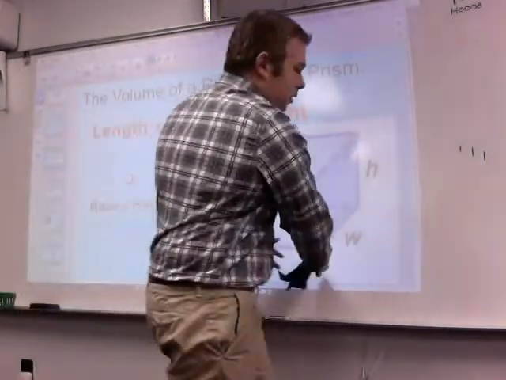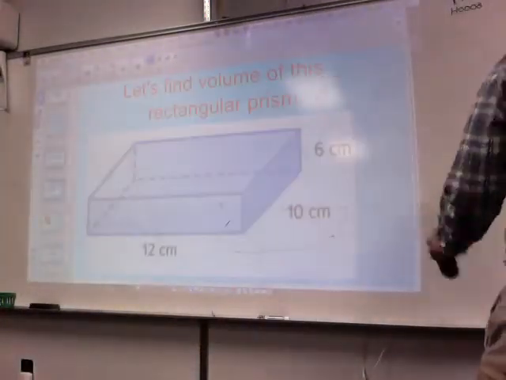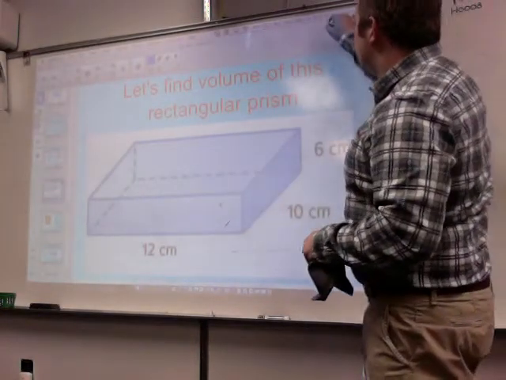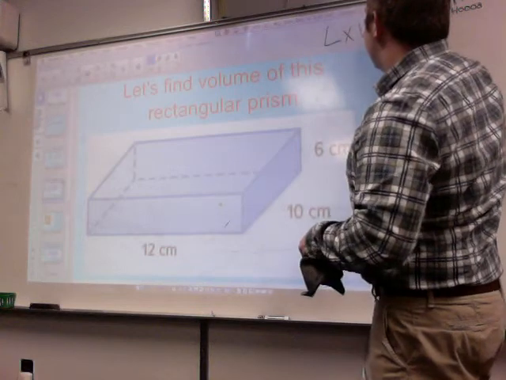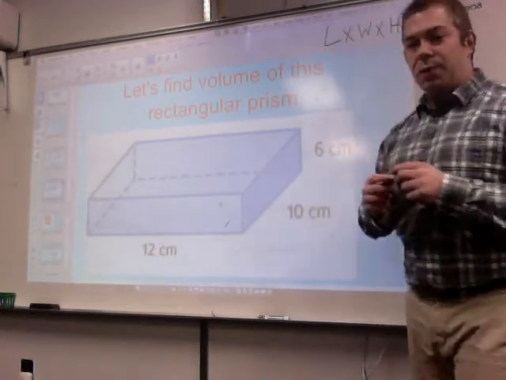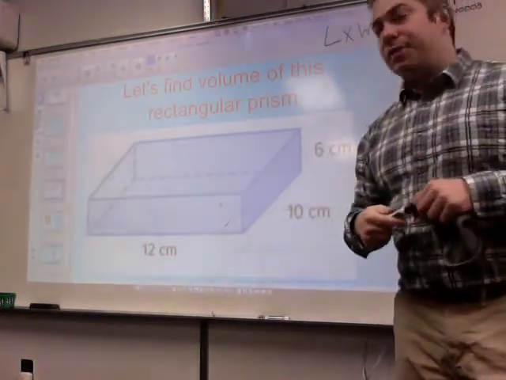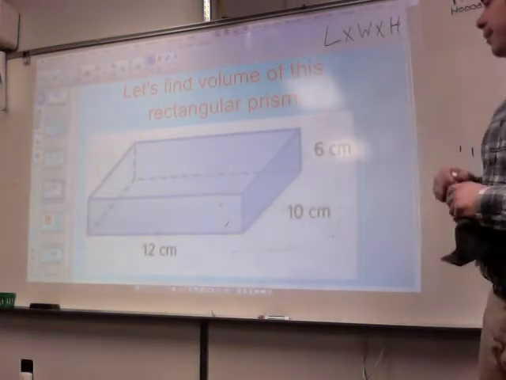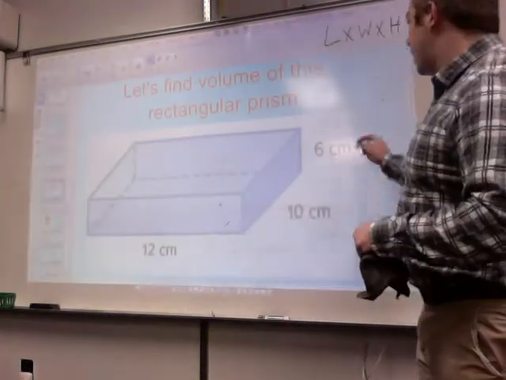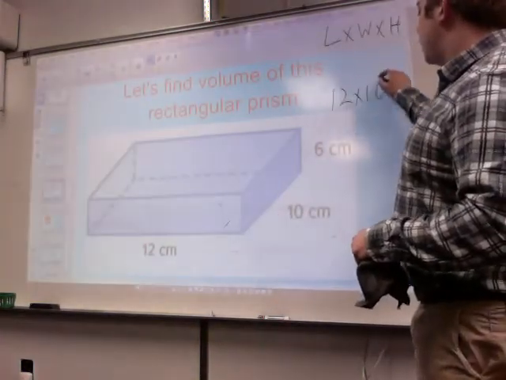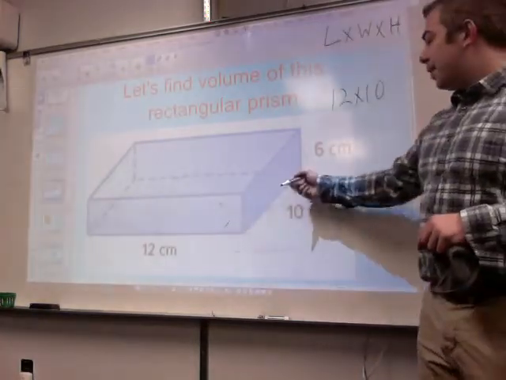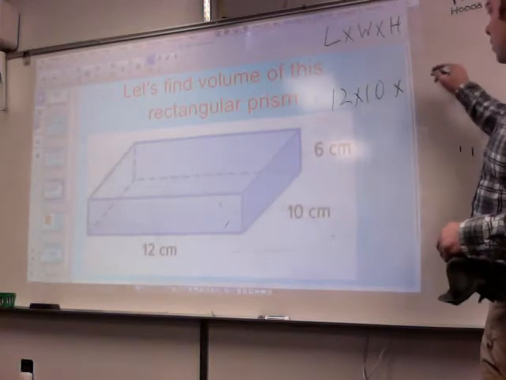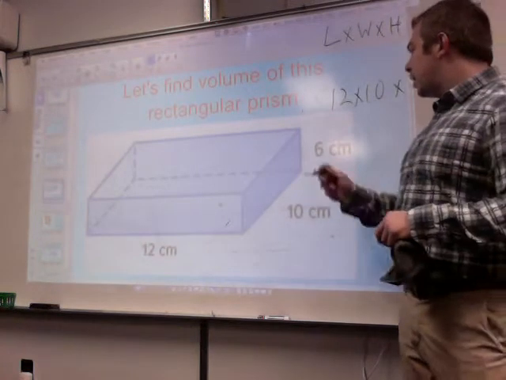Okay. Let's do a couple of examples. Let's find the volume of this rectangular prism. So, remember, length times width times height. It's always good to write your formula down somewhere on your paper to remember, so you start remembering it. And sooner or later, you'll remember it on your own without having to write it down. Okay, so we have 12 times 10, which is our length and our width. It's also the area of our base, so I'll do that part first, times our height of 6 centimeters.